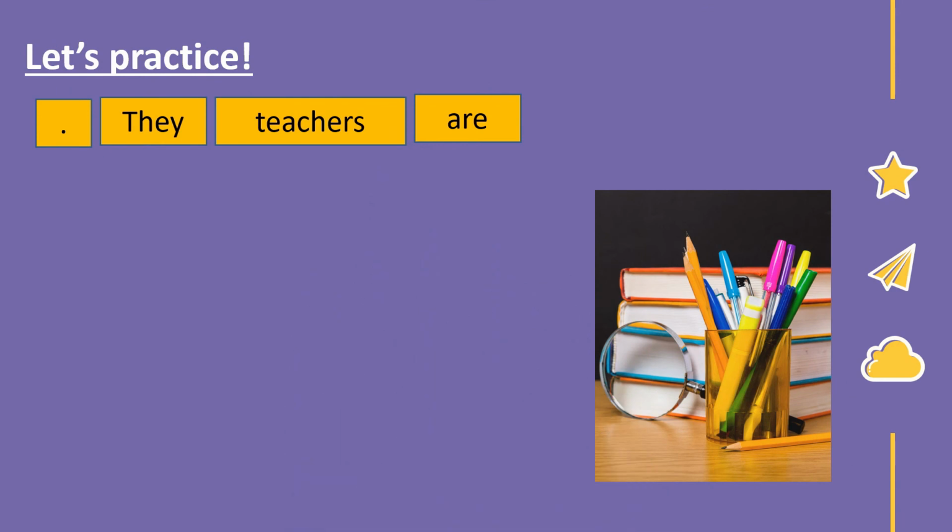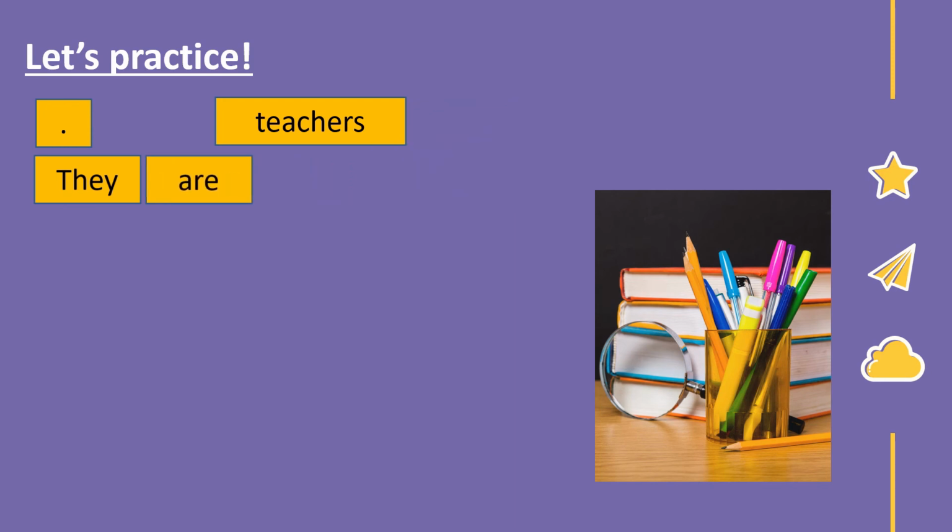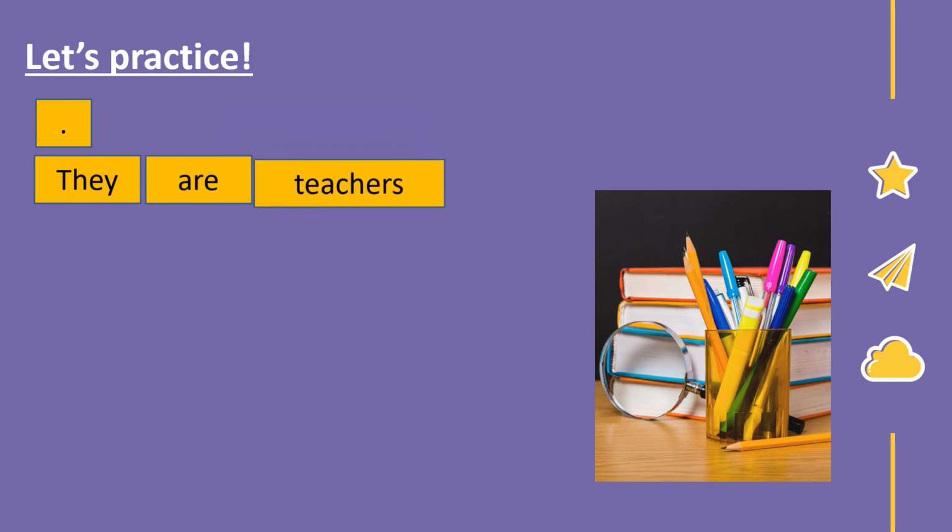The last one, we have the full stop, the words they, teachers, and are. So how should we put them? The first one is they are teachers, and at the end put your full stop. So they is a subject, are is a verb to be, and teachers is the noun.